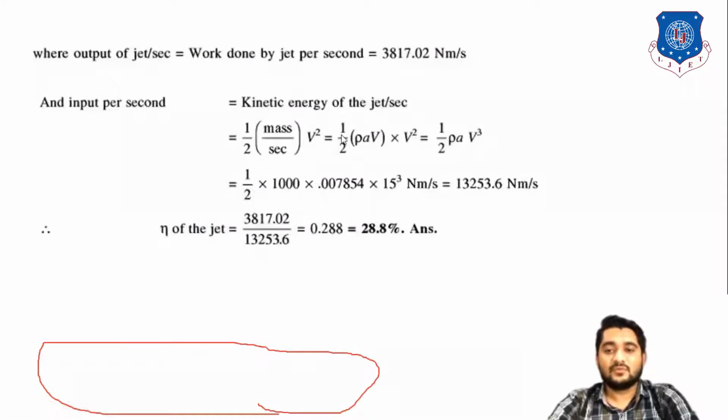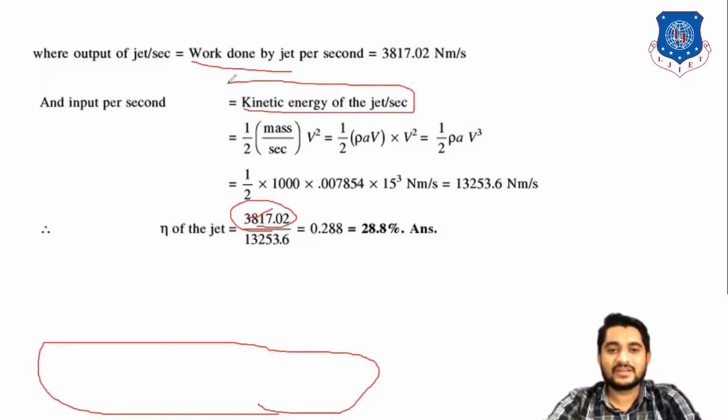Next one is, what do you mean by output? For the jet, output will be power because it will give us power. So we can say the output is 3817.02 Newton meter per second, or what we have already found out, power as work done. So output is considered. And as an input, what do you mean by input in a jet? In the jet, kinetic energy is given as an input.